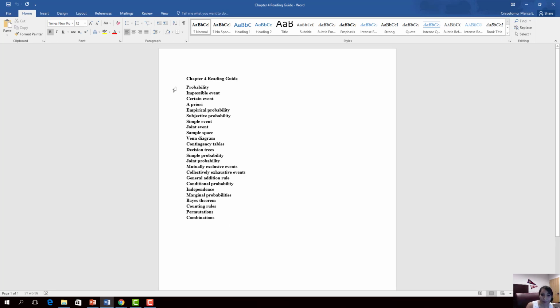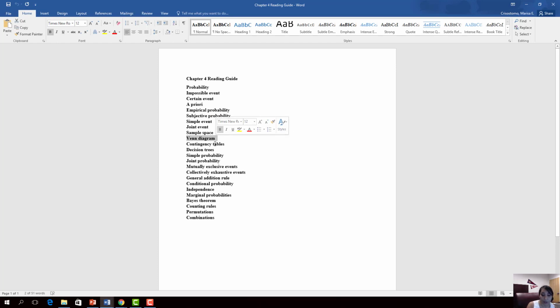Know that for an impossible event the probability is 0, whereas for a certain event, an absolutely certain event, the probability is 1. The closer it is to 1, the more probable it'll happen, and the closer it is to 0, the less probable it'll occur. I'd like you to know the difference between these 3. You should be able to identify a simple event, a joint event, and the sample space.